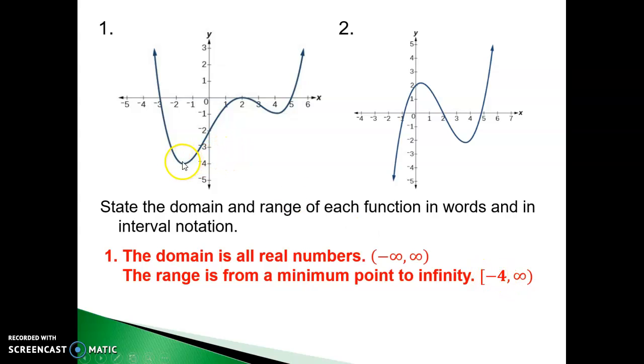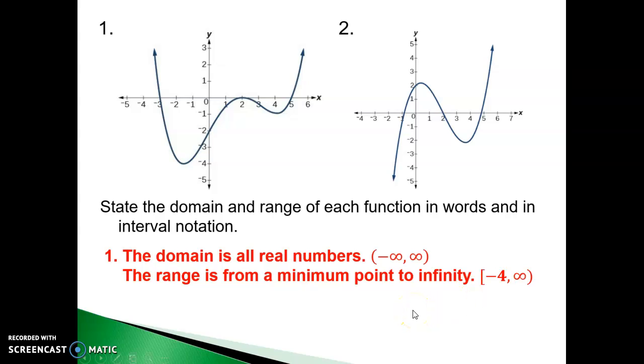So notice -4 is a point on the graph that has a y value of -4. And so we have a closed bracket here to say include that y value of -4. Now these are open brackets. It's kind of like an open circle. Because infinity is an idea and not a number, we would never have a closed bracket on infinity. So that one's going to be open.